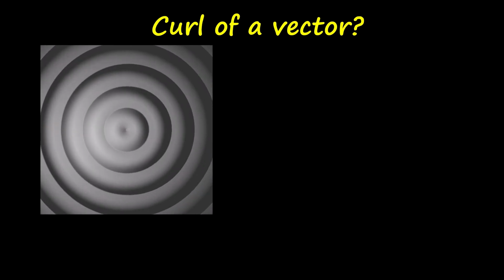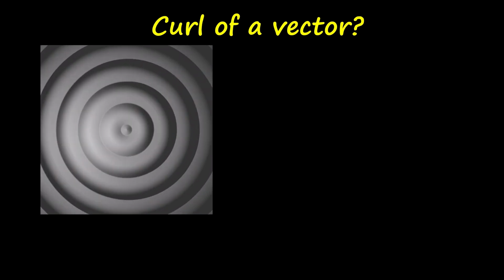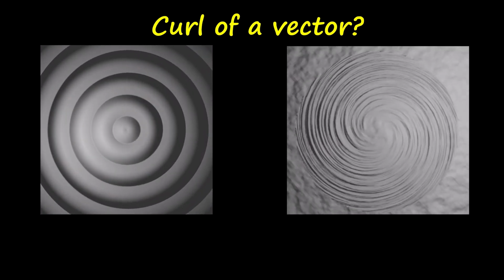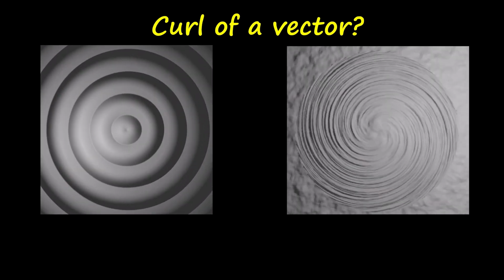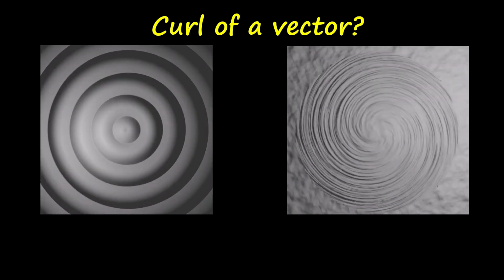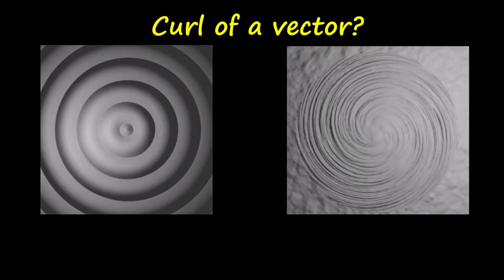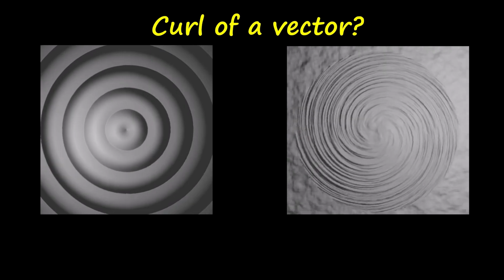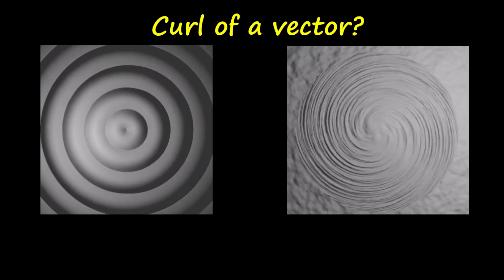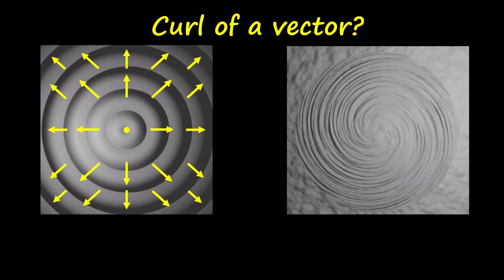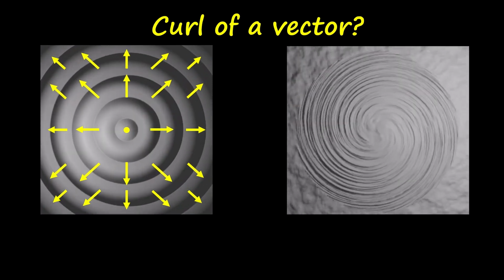To understand this, let us take two examples of wave pattern on water surface. In the first example, the water waves are radially coming out from a particular point. The second example is circulating water waves. Now let us draw the velocity vector distribution for both the cases. For the first example, the velocity distribution will look something like this. And for the second example, it will look something like this.